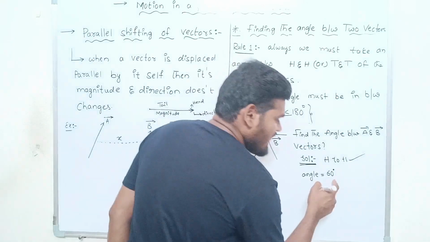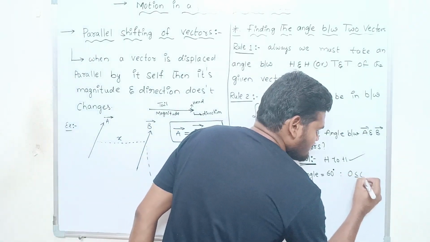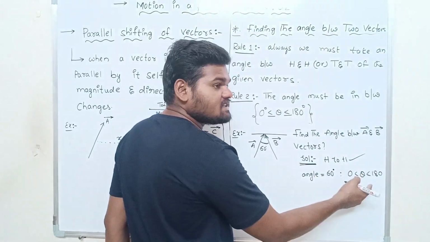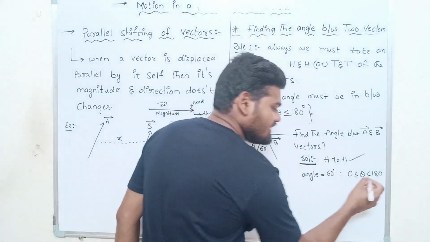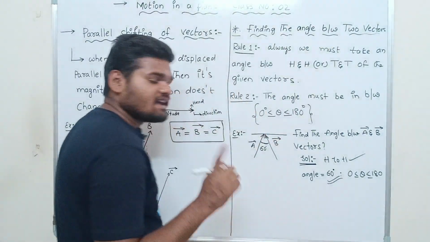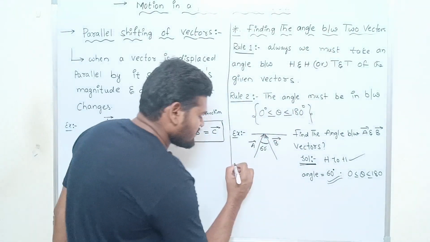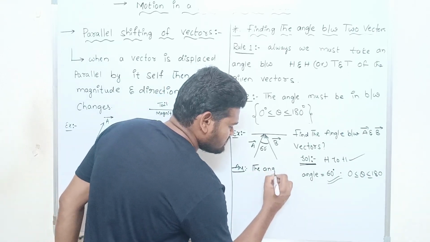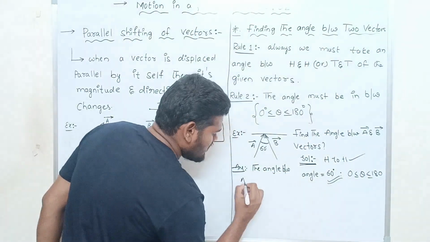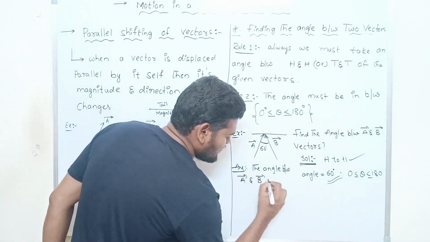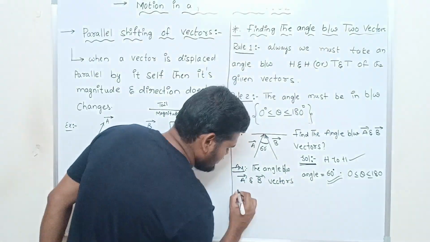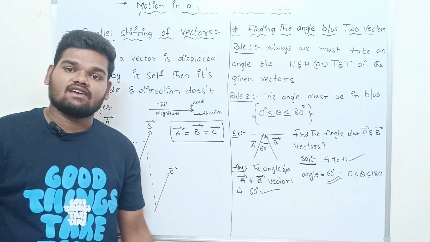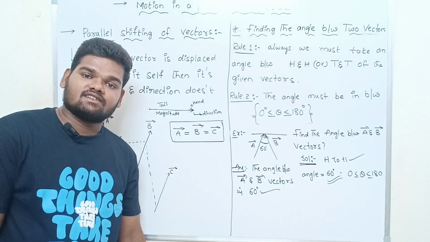Second rule: this angle must lie in between 0 to 180 degrees. Have a look. 60 degrees is greater than 0 degrees and less than 180 degrees. Therefore, this angle exists. Now, what is the answer? Our answer is the angle between A bar and B bar vectors is 60 degrees. Finished. Any problem?